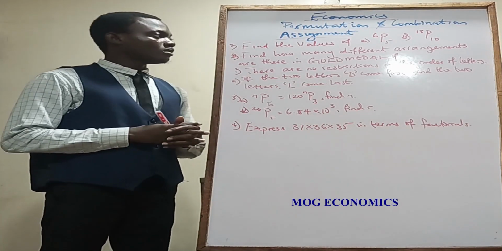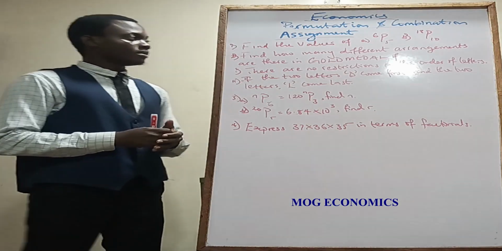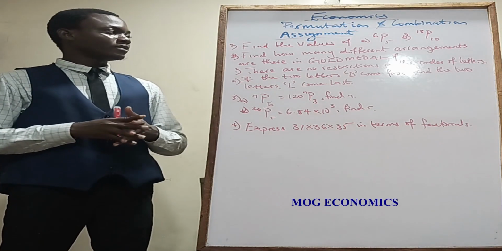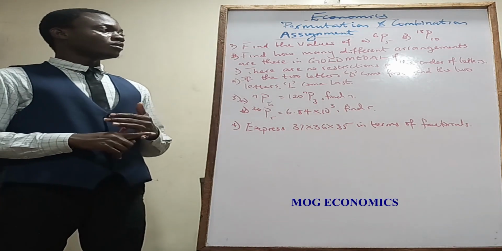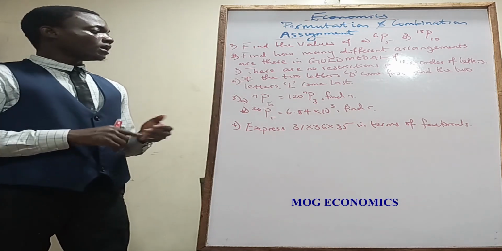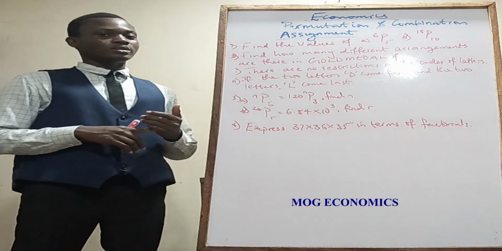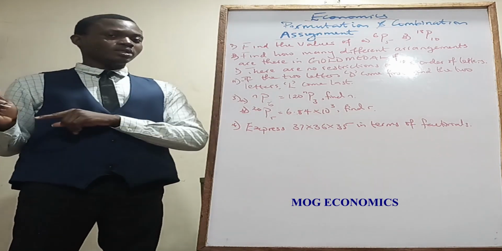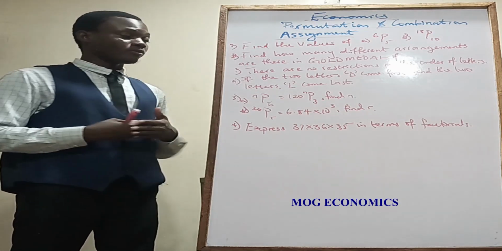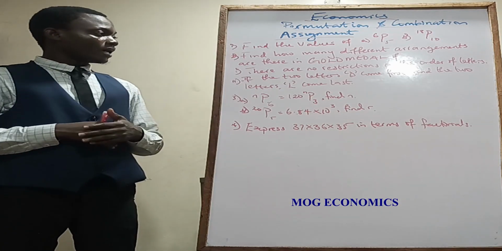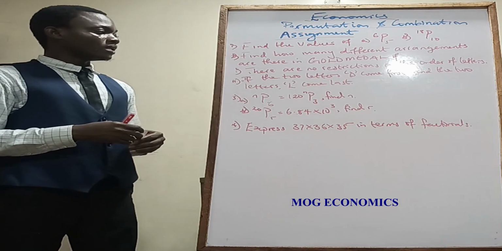Number 1: find the values of 6 permutation 5 and 18 permutation 10. Number 2: find how many different arrangements there are in the word GOLD MEDAL, if (i) there are no restrictions on the order of letters, and (ii) the two letters D come first and the two letters L come last. You need the understanding of the previous lesson to be able to solve that. So if you've gone through that lesson before, of course you'll be able to solve this one.